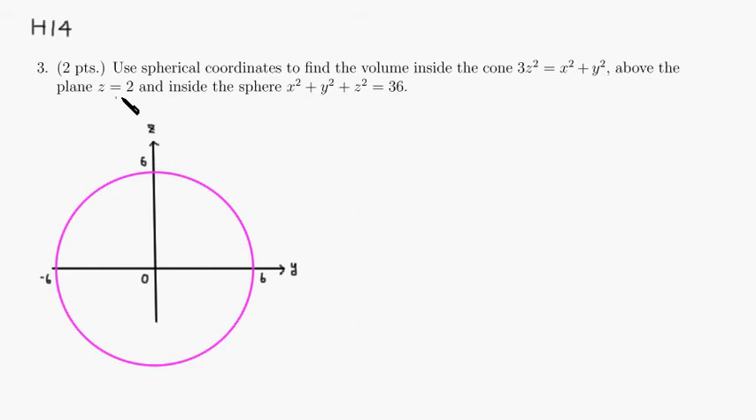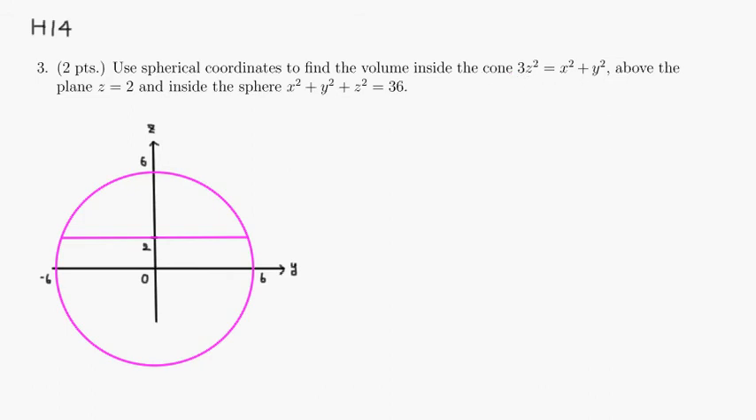Then you have z equals 2, so 2 is going to be somewhere around 1/3 of the way, around here. I'm going to draw a straight line there, probably around like this. So above this line, inside this sphere, and also inside the cone.